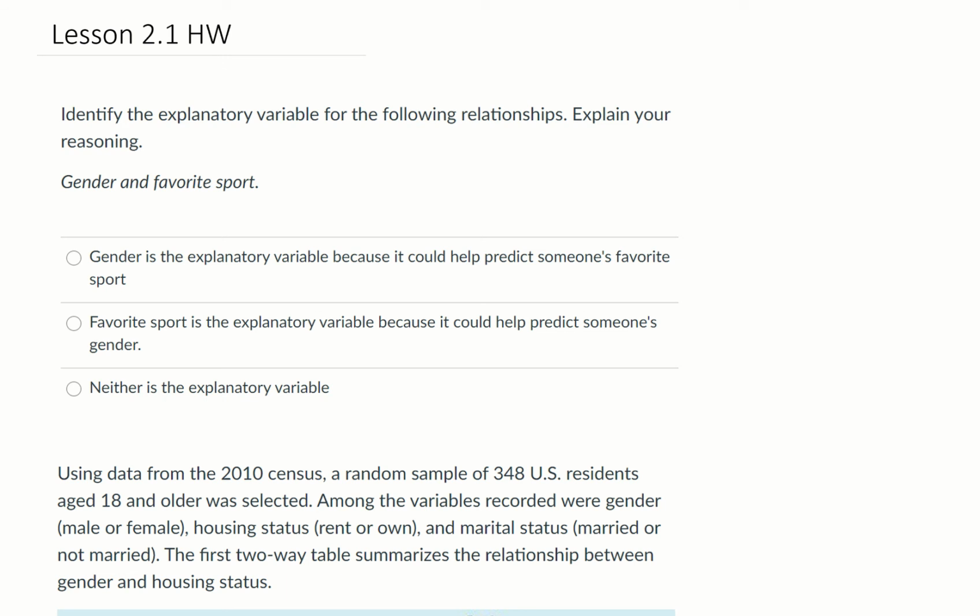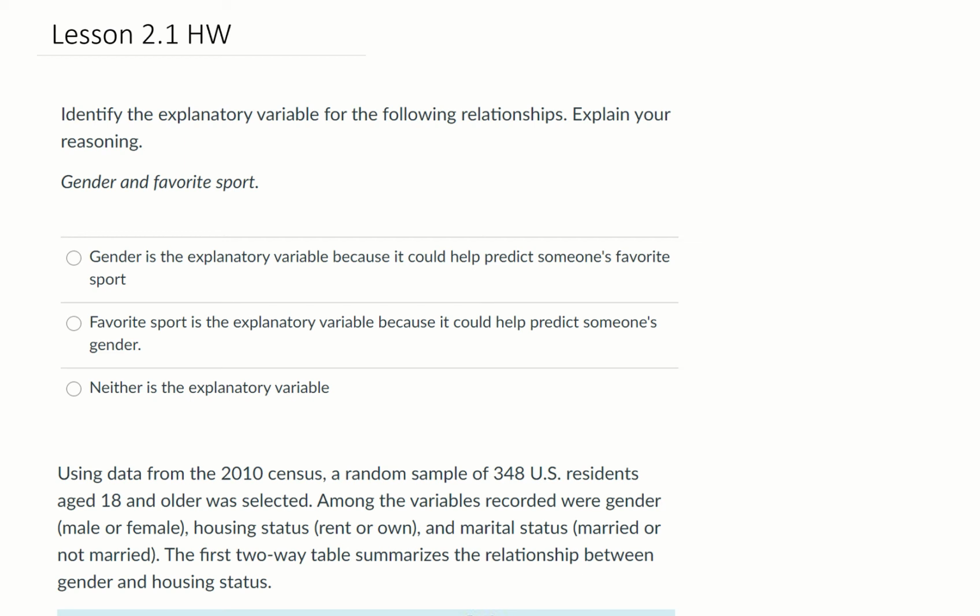So we're going to go over the homework problems from Canvas, and this lesson was about segmented bar charts and using them to compare two qualitative or categorical variables. So we're going to look at identifying the explanatory variable for the first problem.